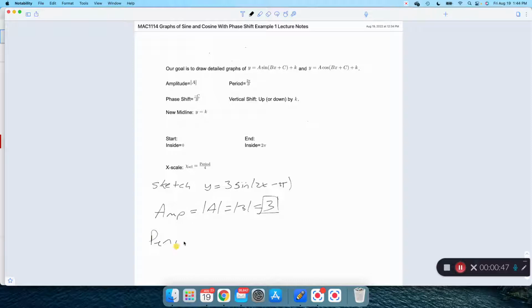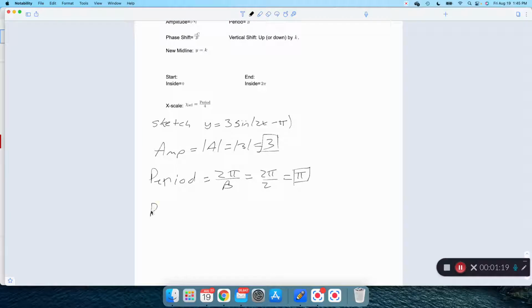Our new period is 2 pi over b. Remember, for sine, cosine, secant, cosecant, always the same. New period's 2 pi over b. When we get to tangent and cotangent later, things are different. For now, 2 pi over b. B is the number multiplying x. So 2 pi over 2, which is just pi.